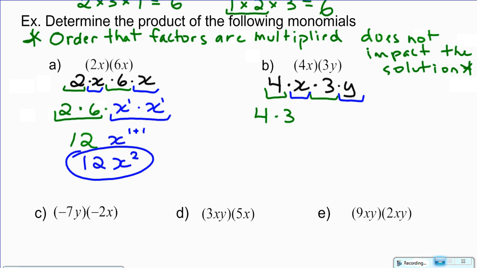Okay, and then we're going to do variables with variables. So when we multiply, 4 times 3, again, that gives us 12. And x times y, they are not the same base, so we can't use our exponent laws, so they just stay in alphabetical order, so 12 times xy, or 12 times x times y.